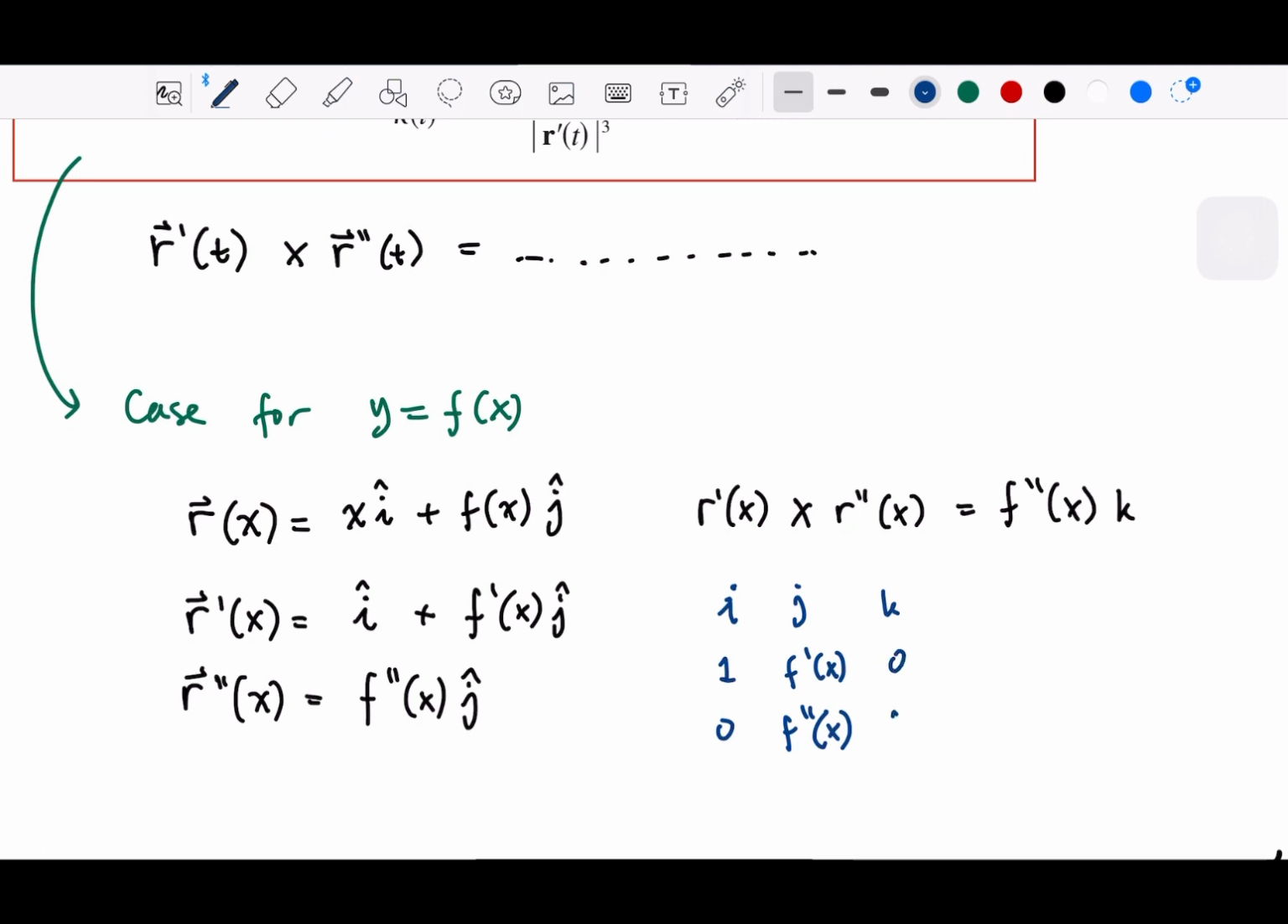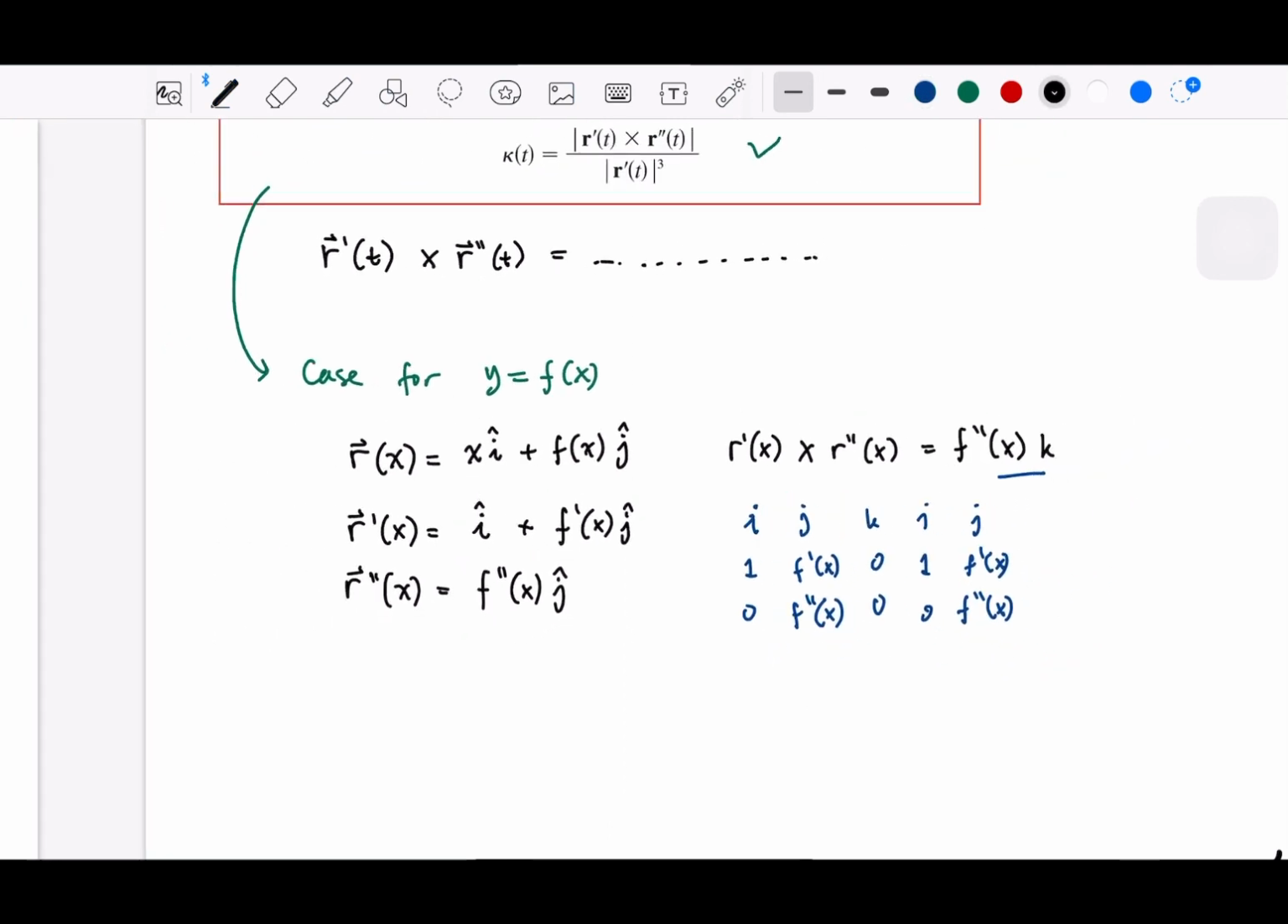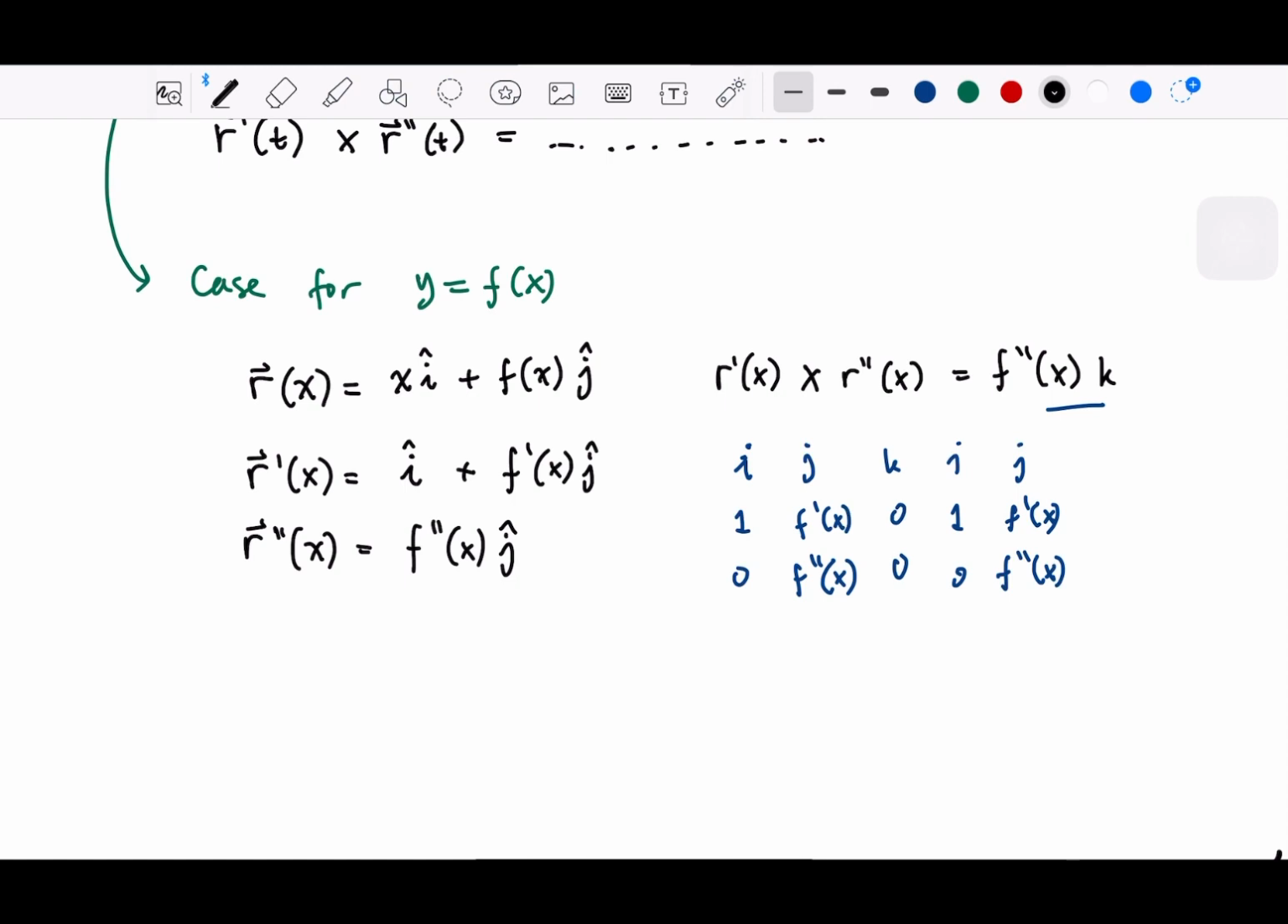This is k 0, 0, this is i, j. If you want to complete this, and then you can compute. Okay, so this will be equal to this. And then we also have the magnitude for the r prime, which is 1, or without the square root, plus f prime x squared, right?